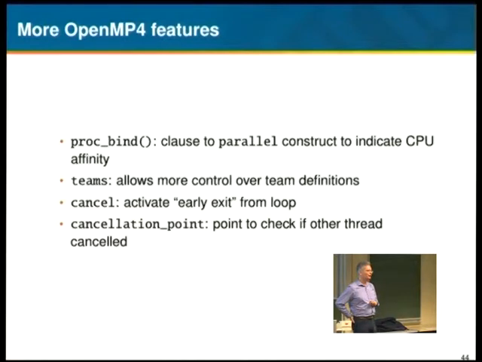More OpenMP 4 features that you shouldn't need in your first program. You can now tie a specific thread to a specific core, which is useful in some cases, but in reality it usually is overrated. Don't start tying threads to cores if you can avoid it. It usually kills your performance. Same as for team, and I already explained what cancel and cancellation points are. They are for early access.